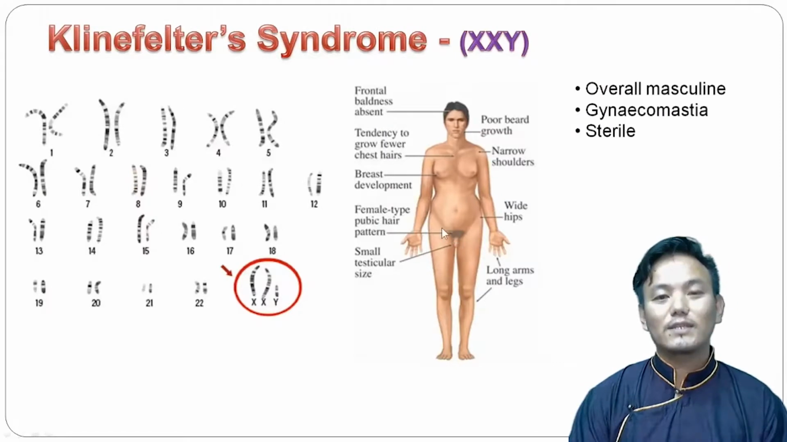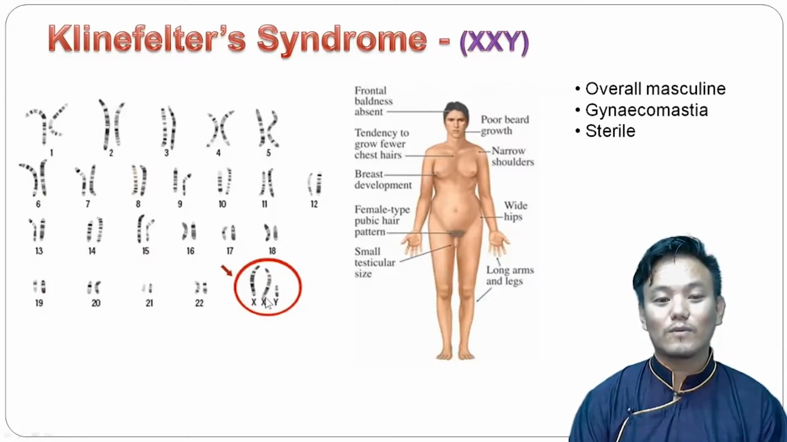The second chromosomal disorder is Klinefelter syndrome. In Klinefelter syndrome, we have an extra X chromosome. You can look over here at the sex chromosome side. You can see that there is an extra X chromosome. That is why it is also called XXY.